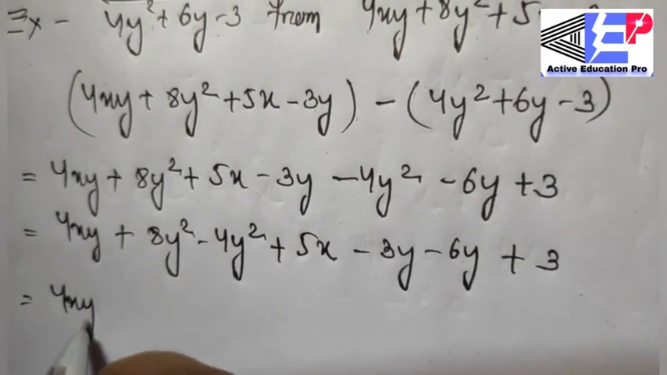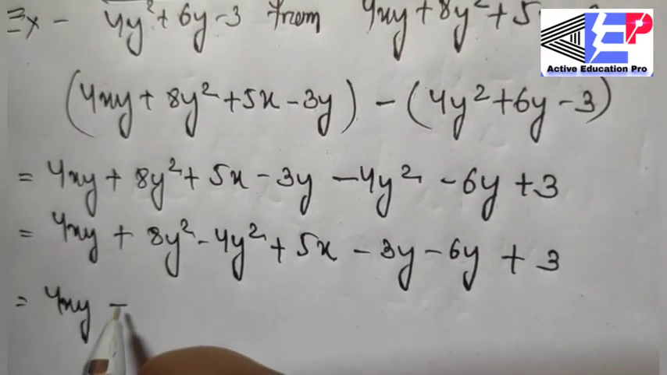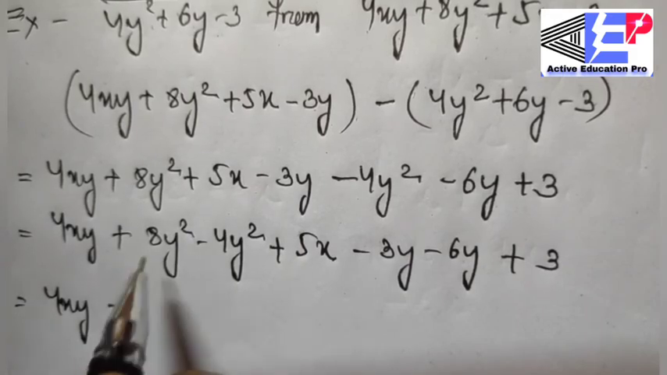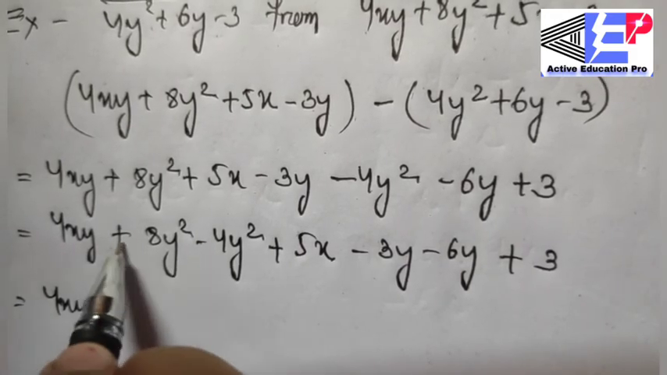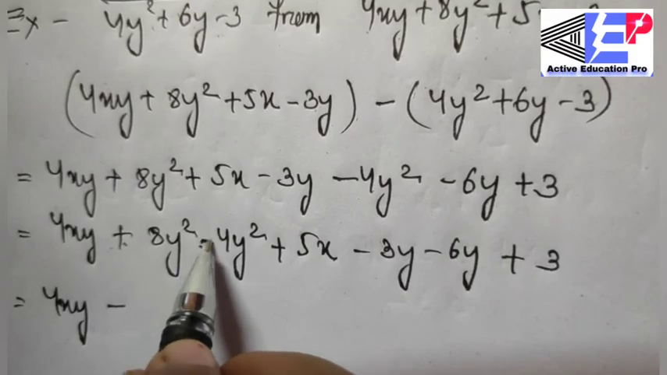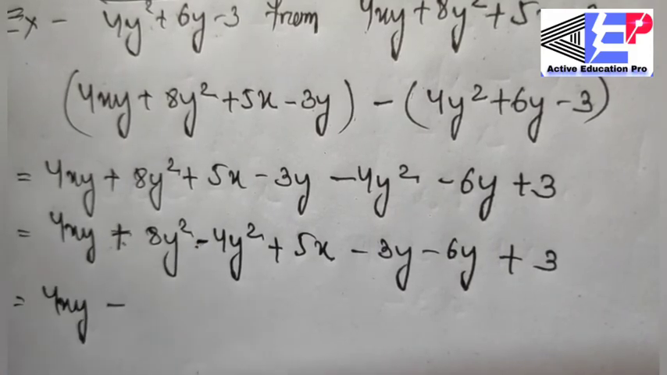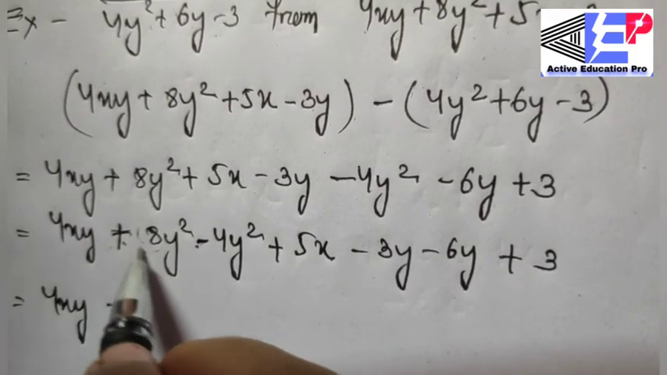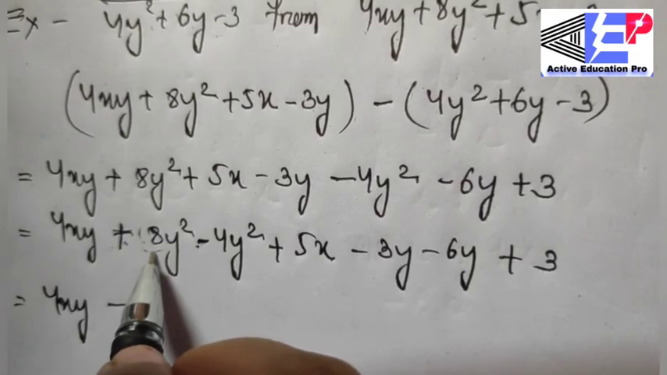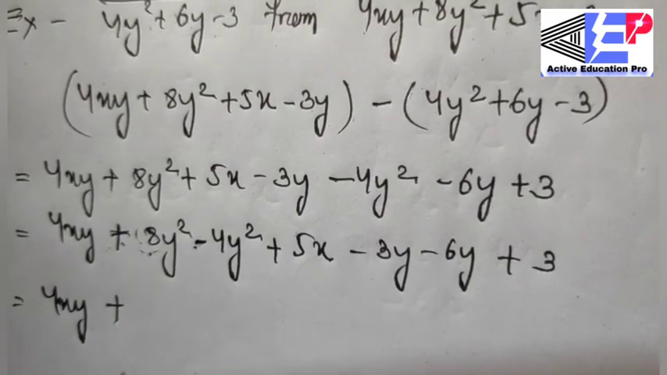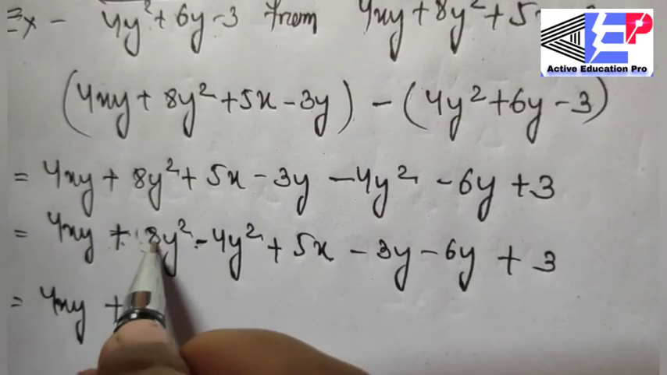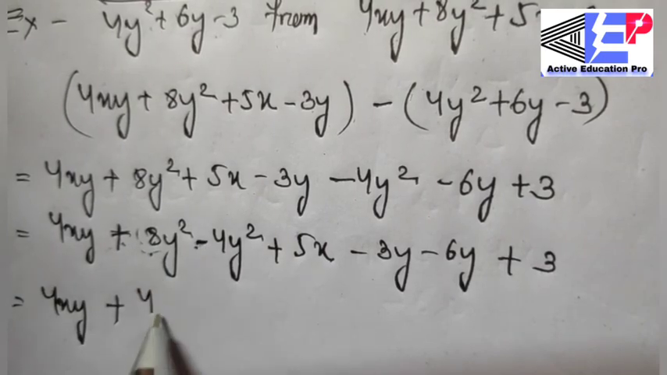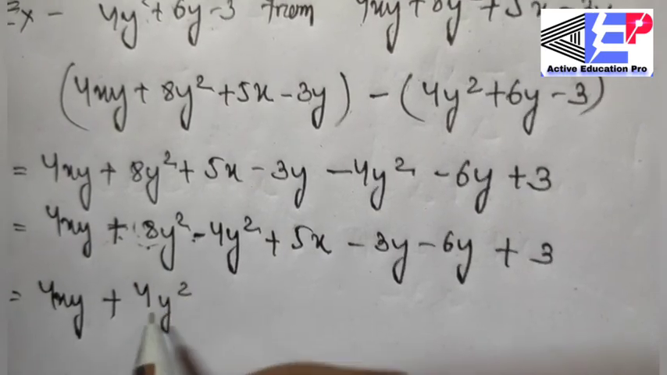Write 4xy here. Opposite signs. Like terms but opposite sign. Here is negative and here is positive. Then which is greater, 8 or 4? 8 is greater. Then put the sign mark of greater number, plus. Then 8 minus 4 is 4. Then put the variables y square.